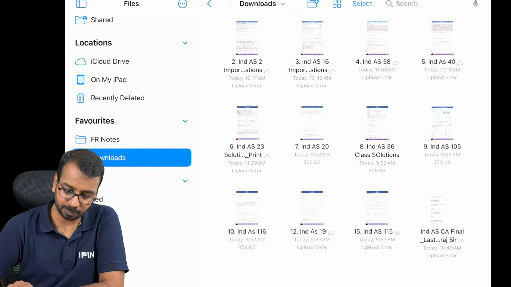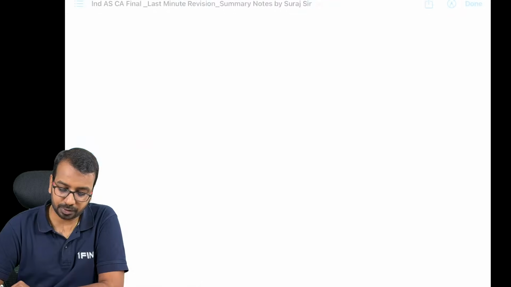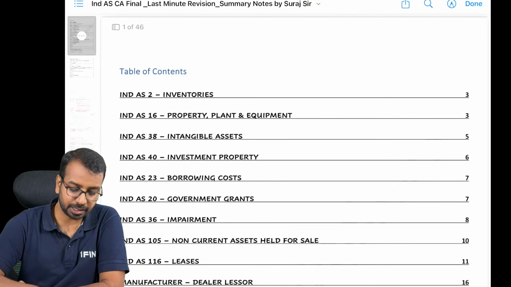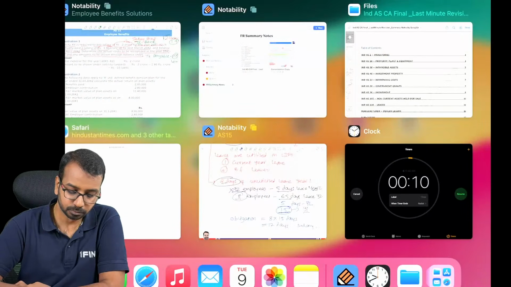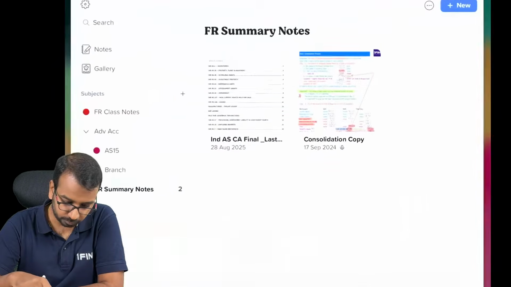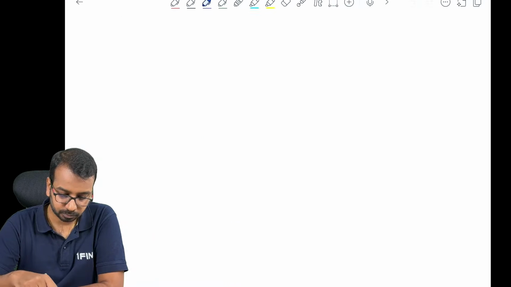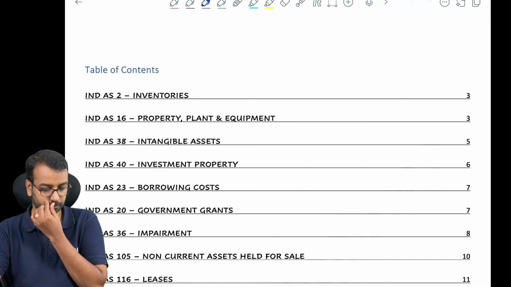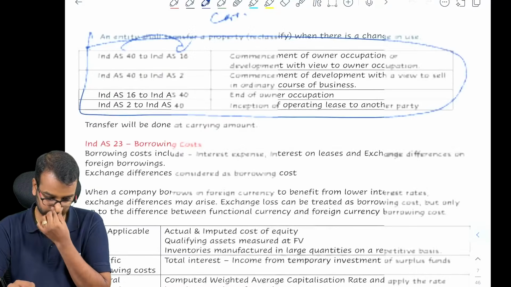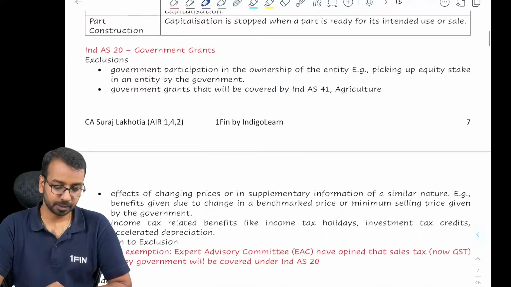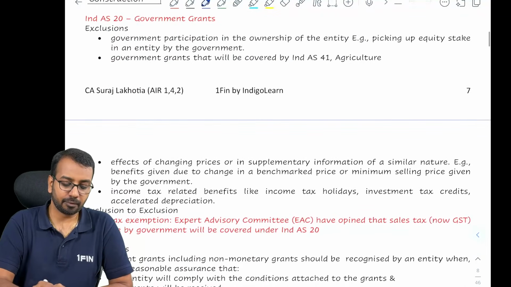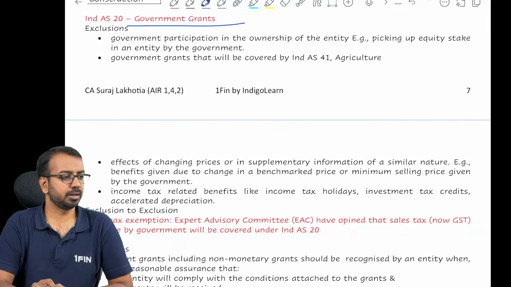Now moving on to the next one, which is Ind AS 20 on government grants. Ind AS 20 on government grants is a very simple and straightforward standard.